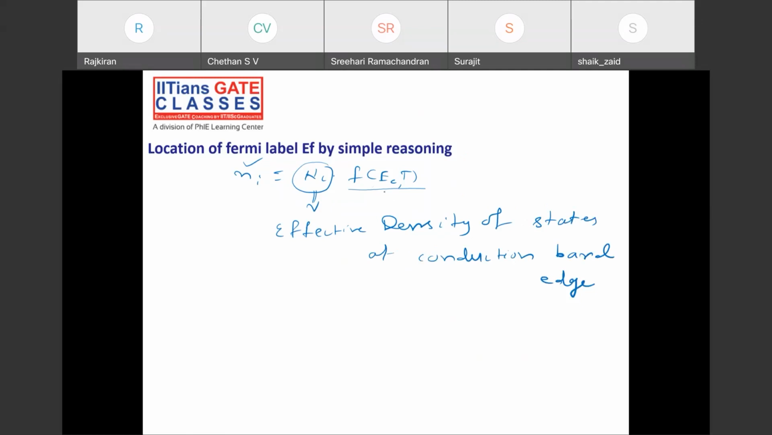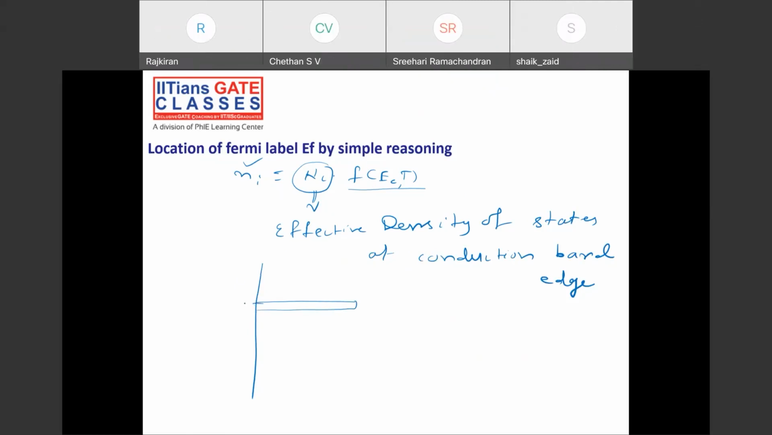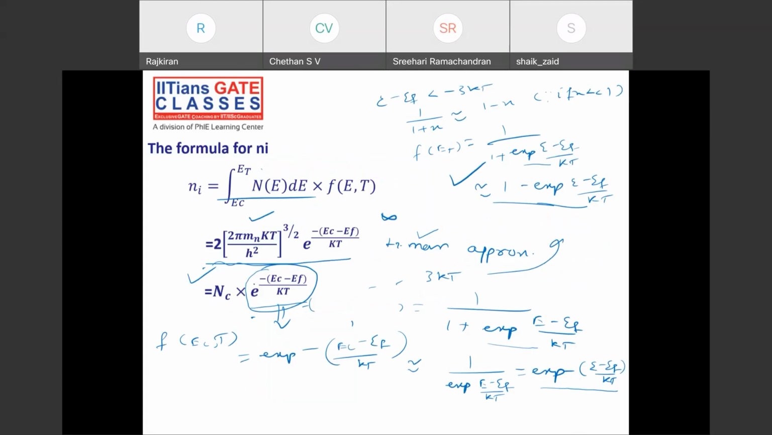Ready? So this is an effective picture. What is it telling? This is my EC. If I would have had NC number of states available, and if I multiply by the probability of occupation F(EC), then I would have got the concentration in the conduction band. But NC is just a virtual picture. Because the mathematics came out like this, I am just using it to help you understand better. So this we got.